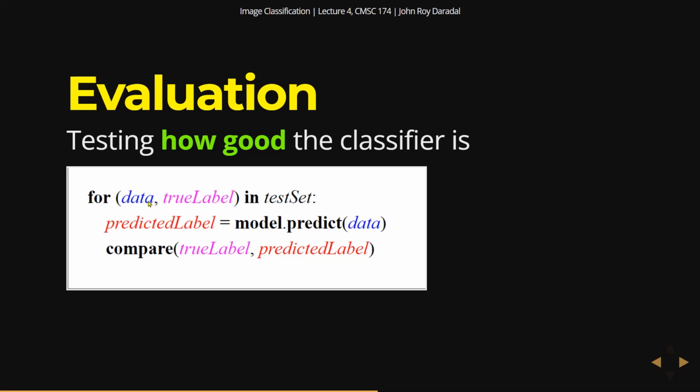So for each test set point, you have the data and the correct label, the true label of that data point. For each of those data points, you will use the model to predict a label for the data, and that would be the predicted label. And then you'll compare whether the true label, or the correct answer, and your predicted label, which is your model's answer, are the same or not. Okay, so you do the comparison, and then you figure out how many labels you predicted correctly or not. So that is the gist of evaluation.